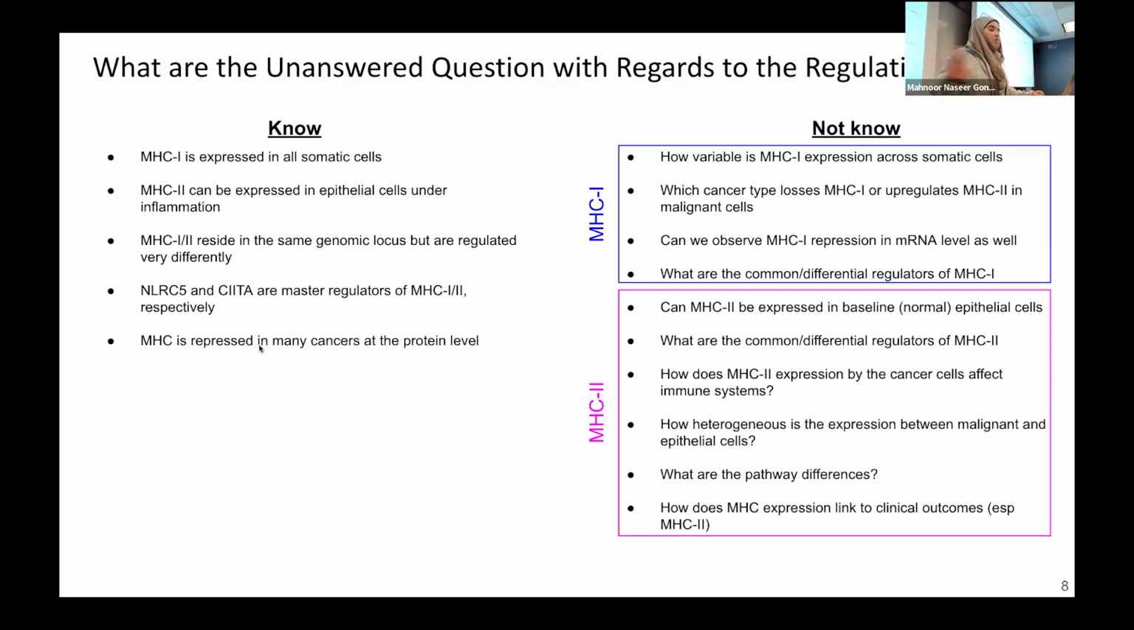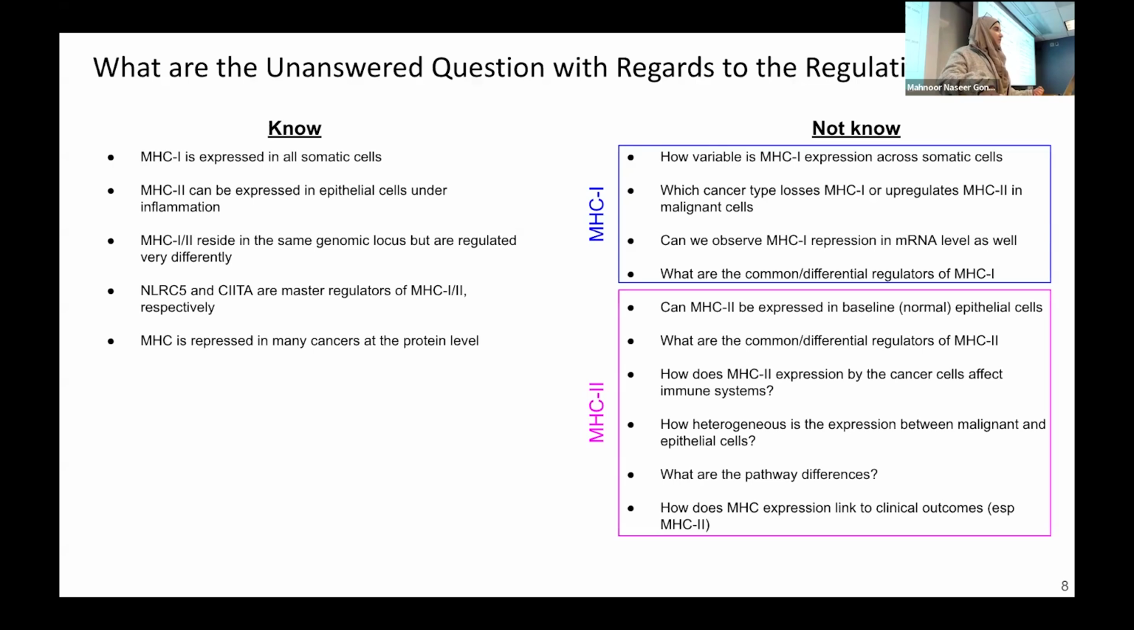What we still do not know is, for MHC class 1, how variable is the MHC1 expression. So we know that it is expressed in all somatic cells, but is it expressed at the same level? Is it a housekeeping gene? Does it have some variability? We don't know that yet. So what cancer types lose MHC1 or upregulate MHC class 2?